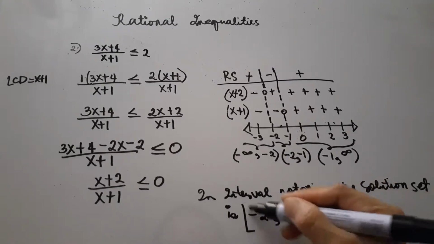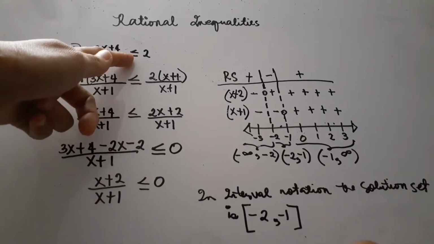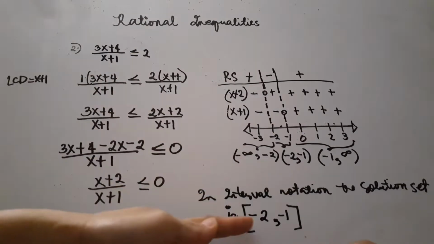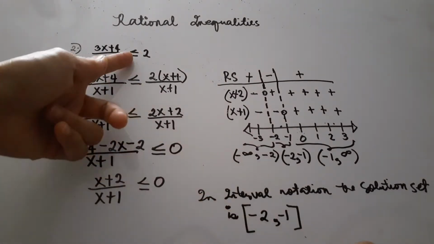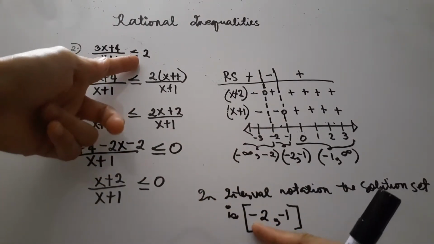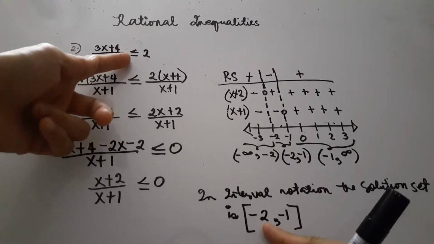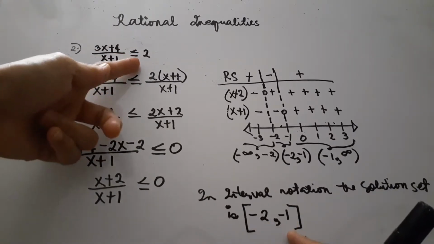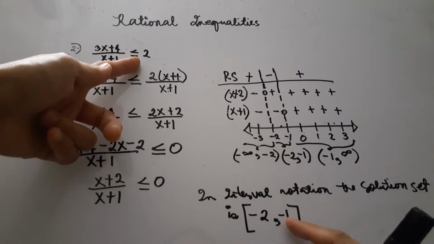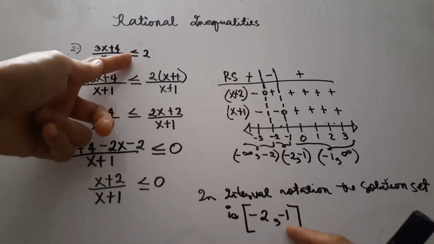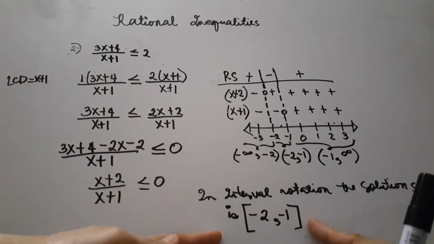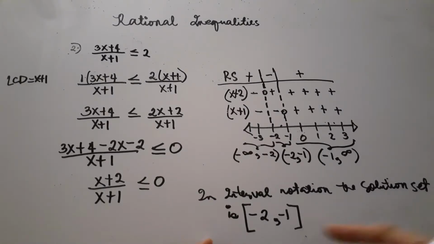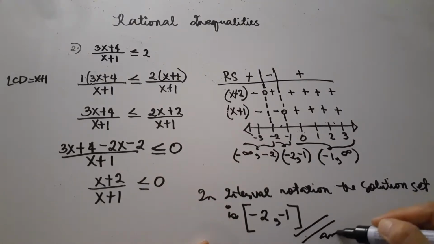So we can put here in interval notation the solution set as negative 2 and negative 1. It is a closed interval. We can use closed interval since negative 2 and negative 1 are including the solution. When you simplify this one, negative 2 and negative 1 is the solution set. So this is the answer.